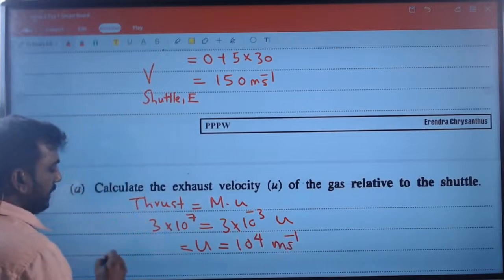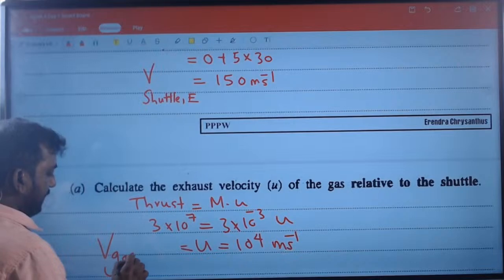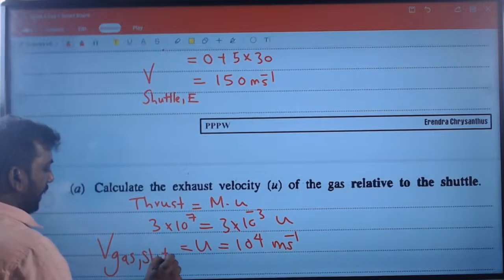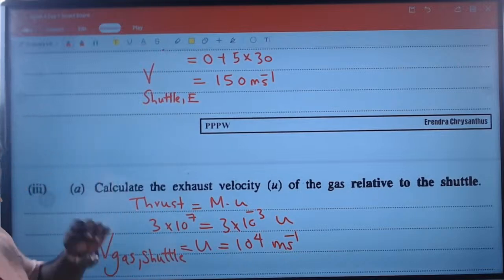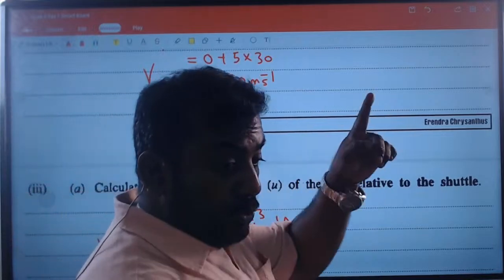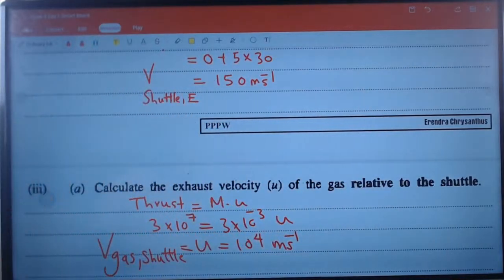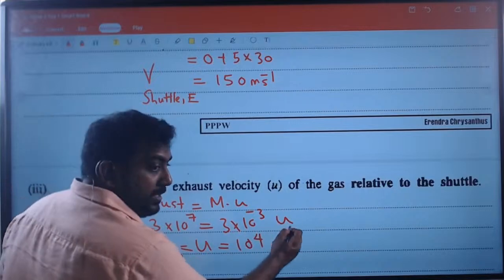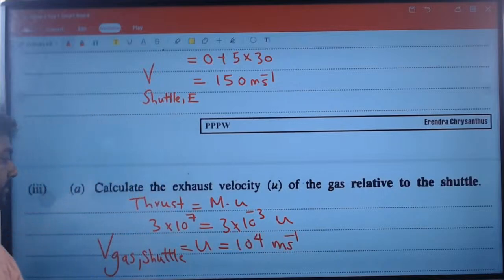What is this? Velocity of gas with respect to shuttle. Okay, no? Velocity of gas with respect to shuttle. They have given you this: velocity of gas with respect to shuttle. Alright. You will need it once. Write down.